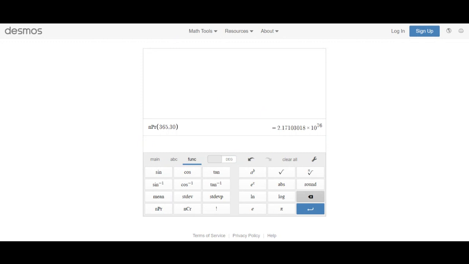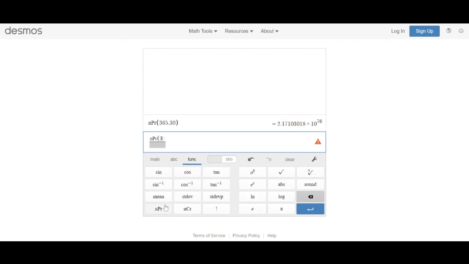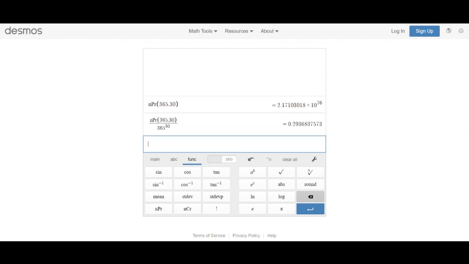Does that help? Yeah, thank you. I know that number's kind of nasty. But what's nice also is you could just divide it by, where's division? Okay, in main, you could press division. Let me just write it out. Here we go. Then what you can do is divide by 365 raised to the 30, and then you get your answer.